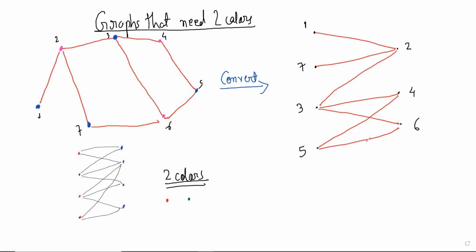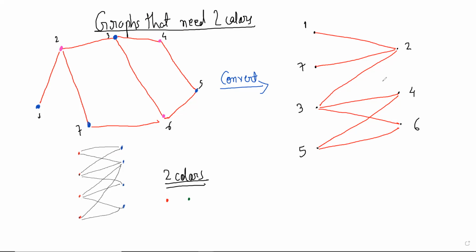Now, these two are the same pictures. But looking at it on the right-hand side, you can say in a second that it needs 2 colors. Whereas if you were on the left side and coloring was not given, you would not know. I mean, you would have to do some work, like we have to just do it and see.